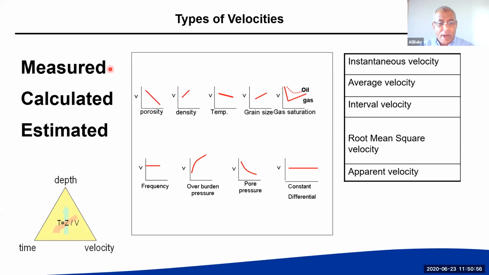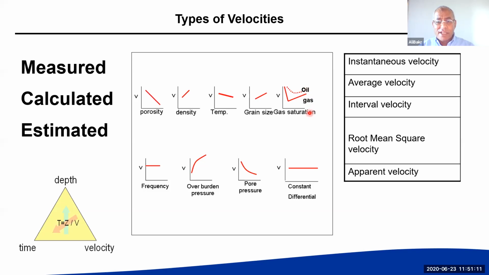To understand the complexities, what does velocity affect? Porosity, density, temperature, grain size, pore pressure, overburden, frequency, and the presence of gas and oil.